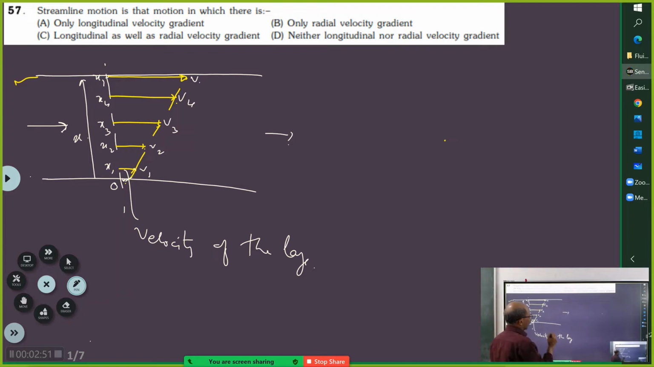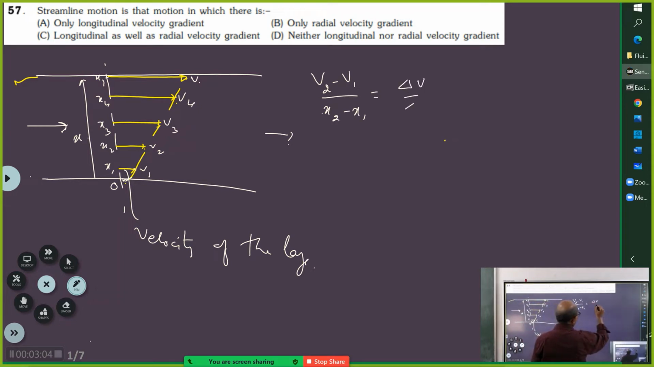And then what did you see here? The difference in the velocity, v2 minus v1, divided by x2 minus x1. So this we write as delta v by delta x, and we call this the velocity gradient. Correct? So why do we have this phenomenon?